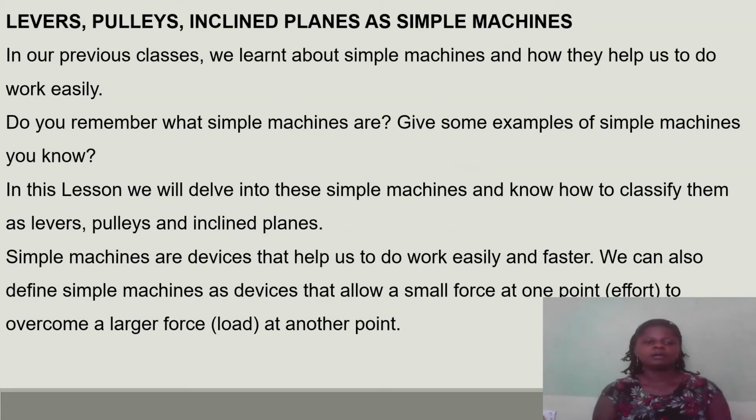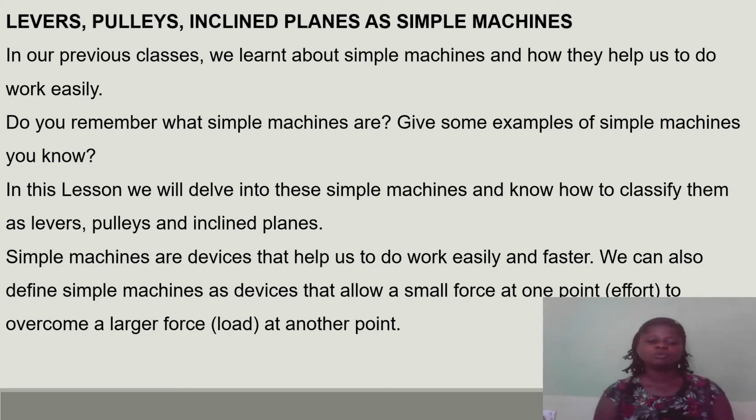Now let's look at machines like levers, pulleys, and inclined planes. We have also learned about simple machines. Do you remember them, and how they help us to do work easily? Do you remember what simple machines are? Can you give some examples of simple machines you know? We are going to delve into simple machines in this lesson and then classify them as levers, pulleys, or inclined planes. We said simple machines are devices that help us to do work easily and faster.